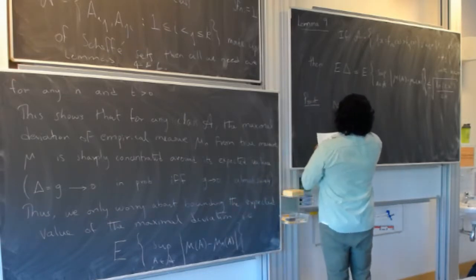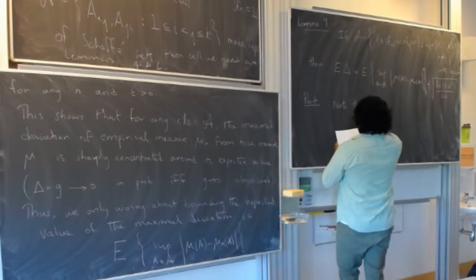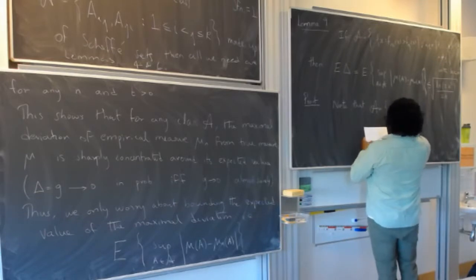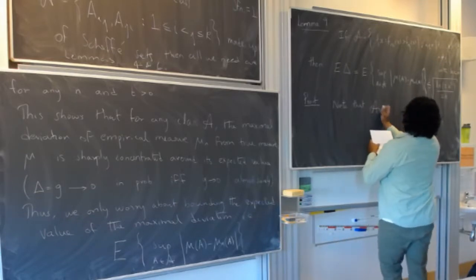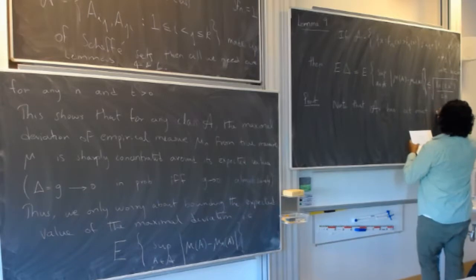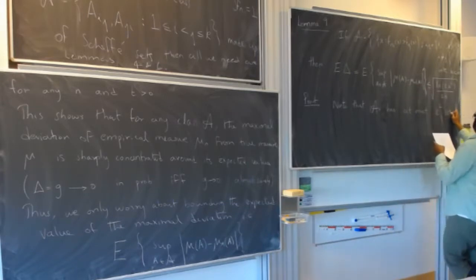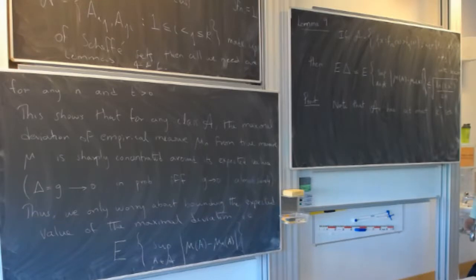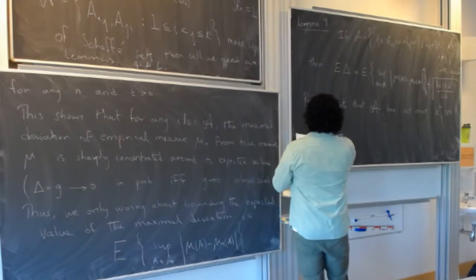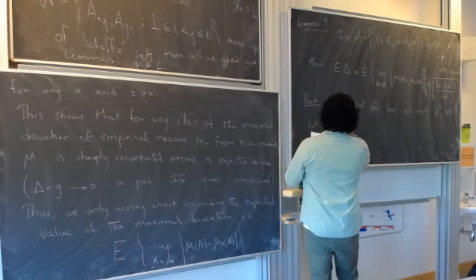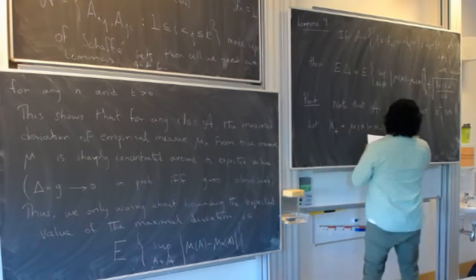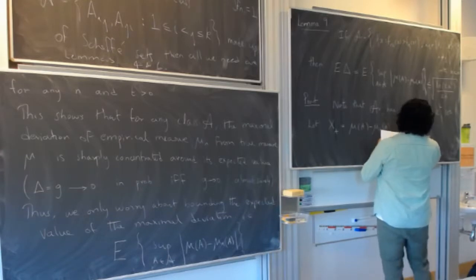So first we note that script A has at most k square sets, right? Okay, it's actually k square minus k sets. So it has at most k square sets. And then let x of a equal mu of a minus mu sub n of a for each of these sets A.